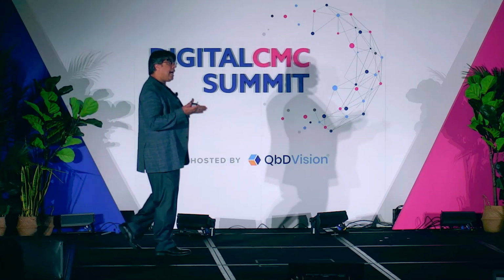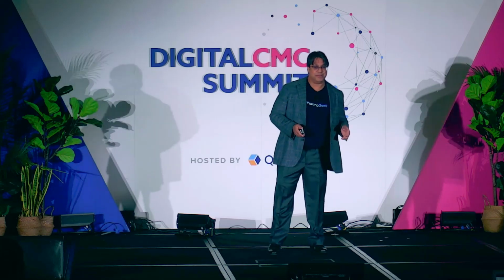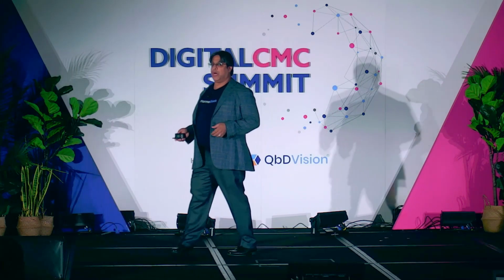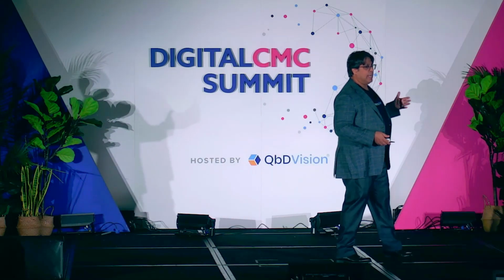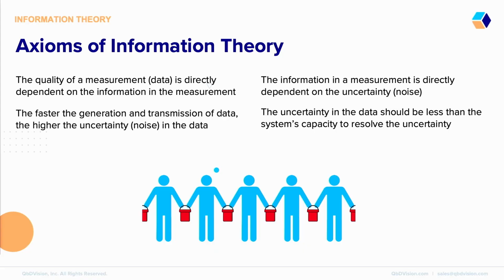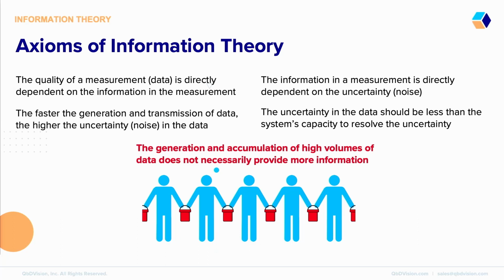What's the corollary in the lab to that? Averaging, right? You take n equals 1, a lot of uncertainty in that data. The more samples you take, you are averaging now, and you're resolving the uncertainty in the information, right? Okay. So the generation and accumulation of high volumes of data does not necessarily provide more information. If you put all these axioms together, that's what you're saying, right? You are generating vast amounts of data, but you don't have more information because of these scenarios, right?